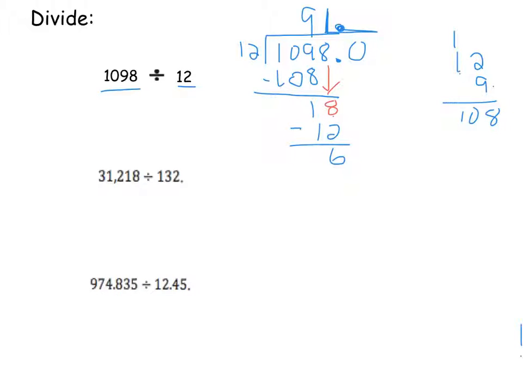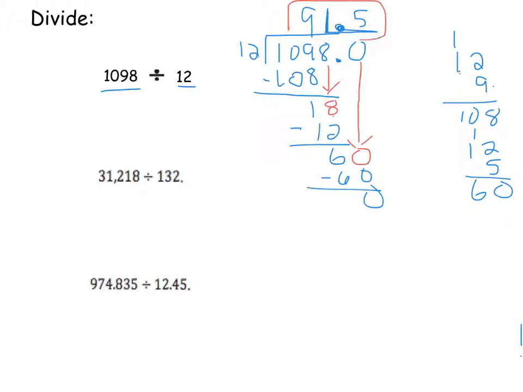I'm going to put a 0, because anytime we don't have a number, remember you're going to put a 0, you're going to bring it down. 12 goes into 60, and I know this off the top of my head, but if you don't, off to the side, do the work, make your guess. So I'm going to try 5. And that works out. So I know this is going to be 5. And then I have no remainder. So 1098 divided by 12 is 91.5.